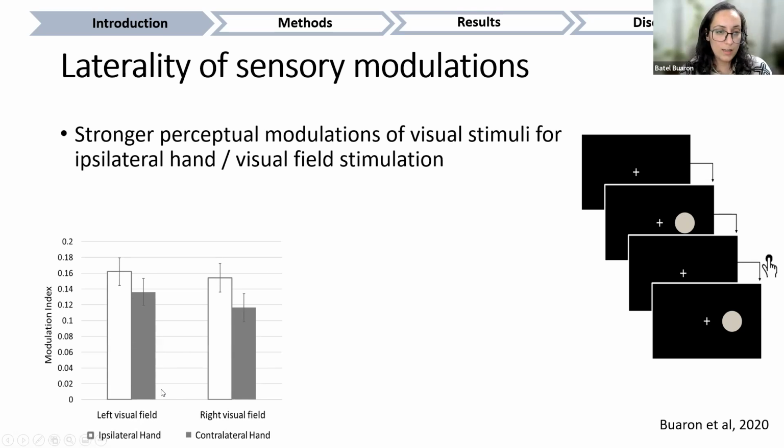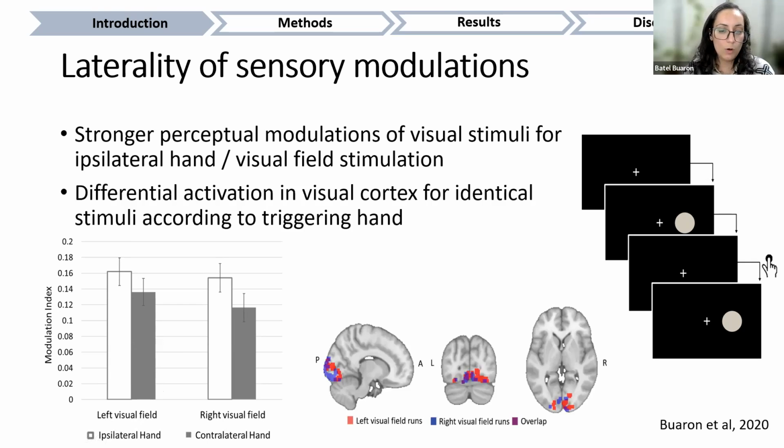And we find another evidence for this effect looking at brain data. So when participants used either the right hand or the left hand to trigger the same visual stimulus, so they observed the same stimulus, we see a differential activity in visual cortex, depending on if the stimulus was triggered with the right hand or it was triggered with the left hand. So visual cortex cares how the stimulus was triggered.